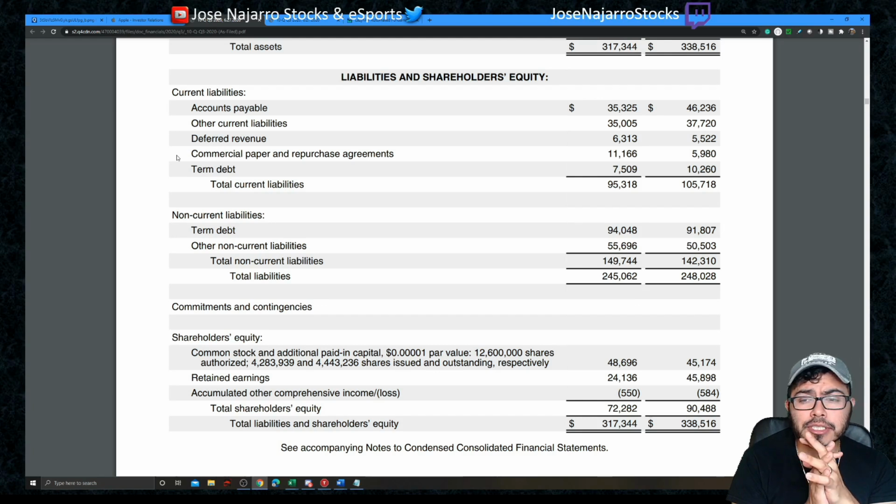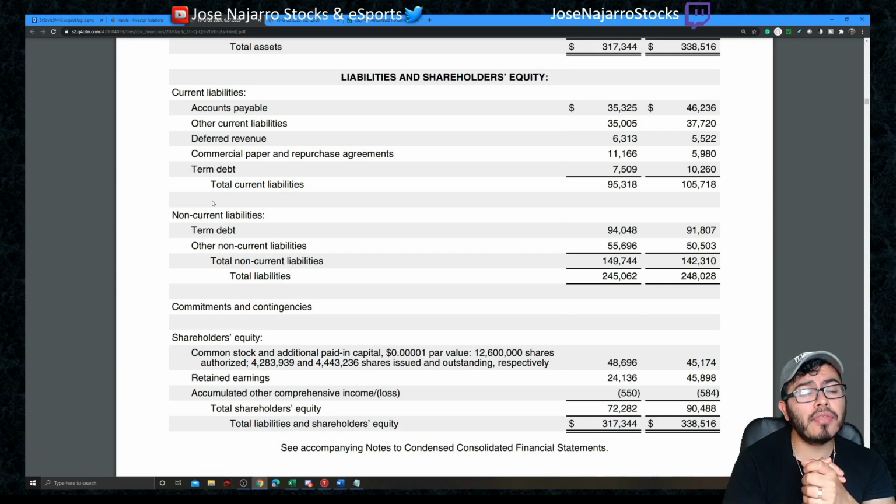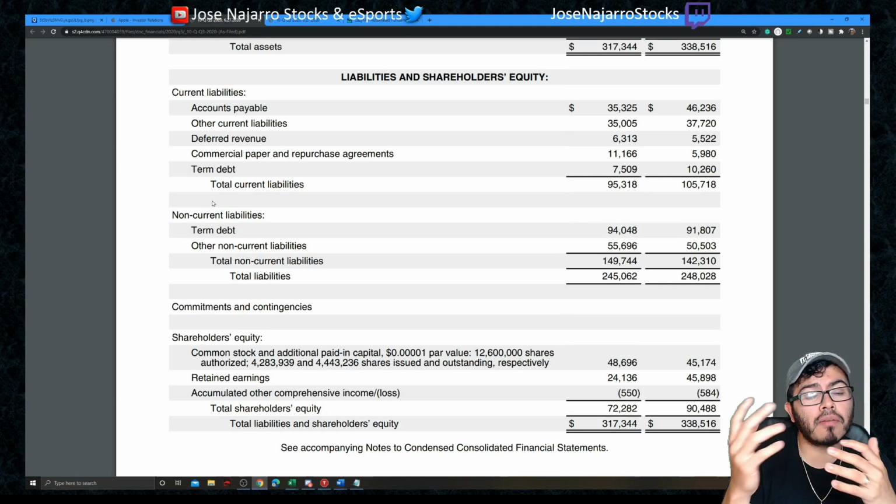Commercial paper and repurchase agreements. It's just any commercial paper agreements. Again, very self-explanatory. And then they have term debt. Debt is any loans that they might have within the next 12 months. Now, if we take a look at non-current liabilities, you have term debt, which is just your loans that are due more than 12 months from now.